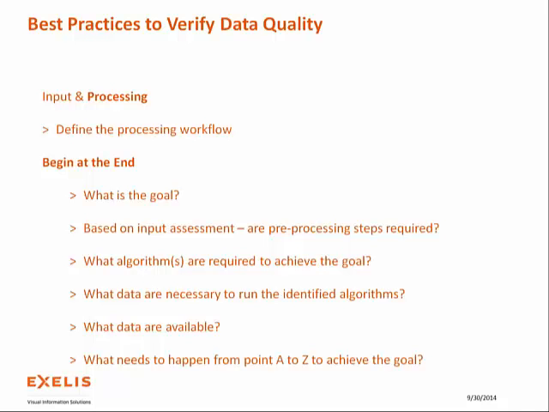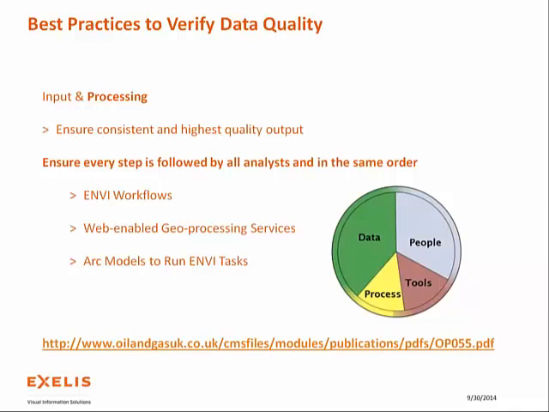So are you performing some spectral analysis? If you are, you probably need to calibrate and correct your data. What algorithms are required to achieve the goal? And then what data are necessary to run the identified algorithm? If you are running some sort of spectral index that requires a certain wavelength, make sure that you have that wavelength available in your data, or go out and get another layer of data in your data stack to perform the analysis at hand. That comes into what data are available to do that, and really what needs to happen from point A to Z to achieve that goal. And that really talks to which steps in which order.